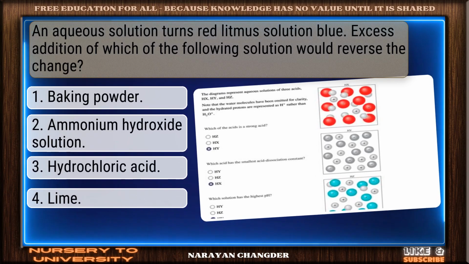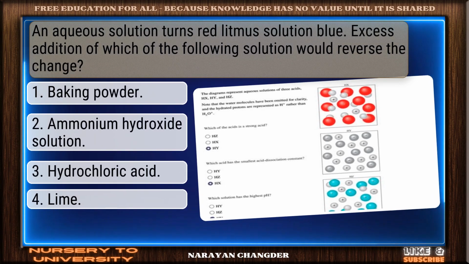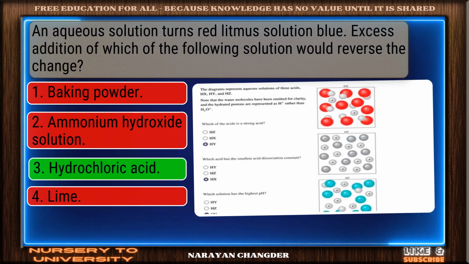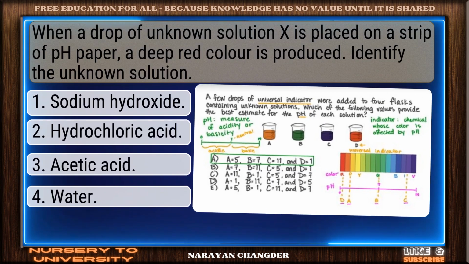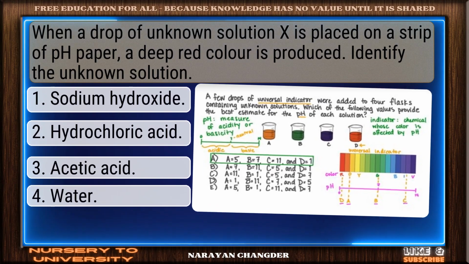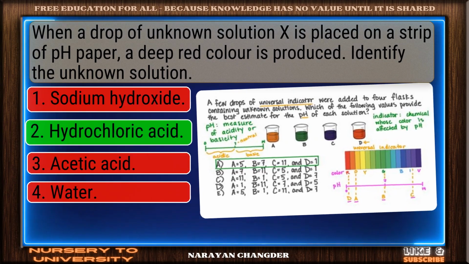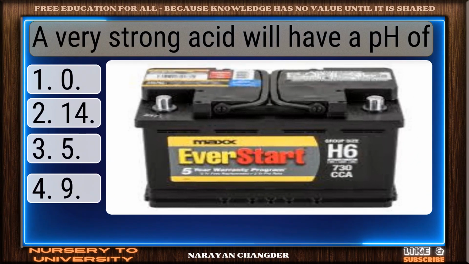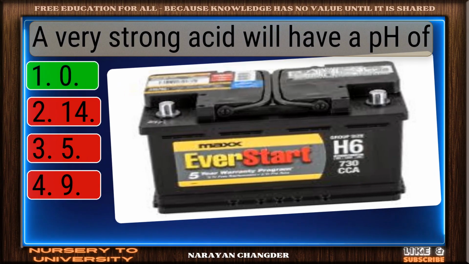An aqueous solution turns red litmus solution blue. Excess addition of which of the following solutions would reverse the change? Nice work. Hydrochloric acid fits perfectly. When a drop of unknown solution X is placed on a strip of paper, a deep red color is produced. Identify the unknown solution. Good job. Hydrochloric acid works well. A very strong acid will have a pH of... On track, so is correct.